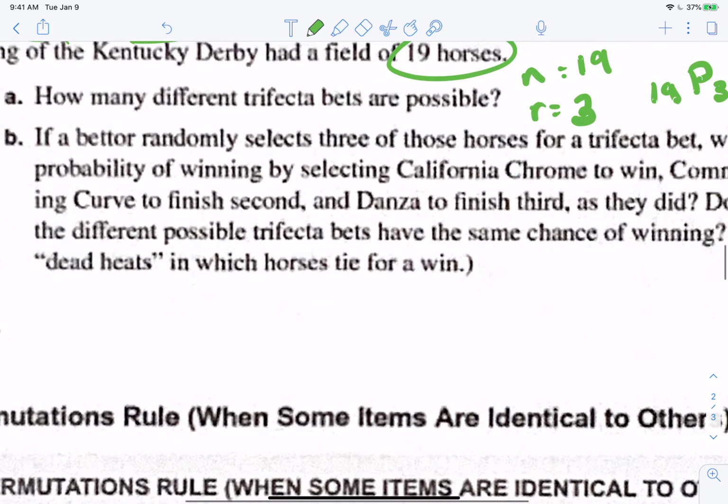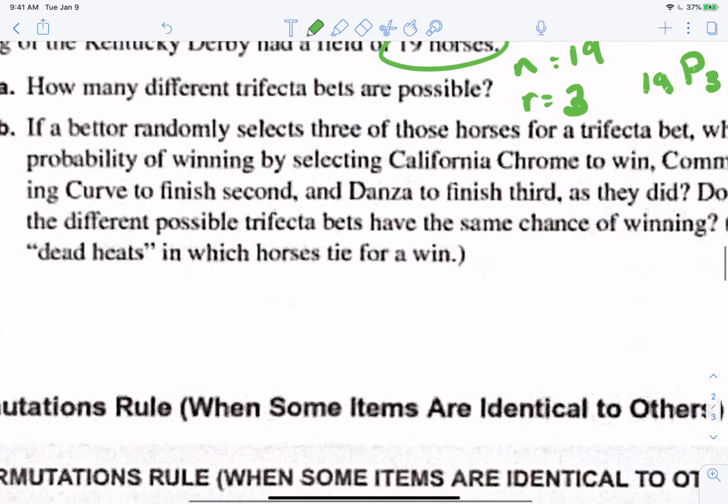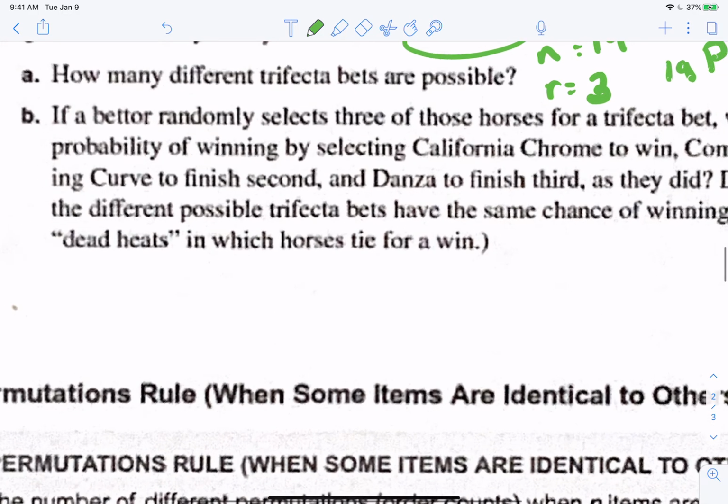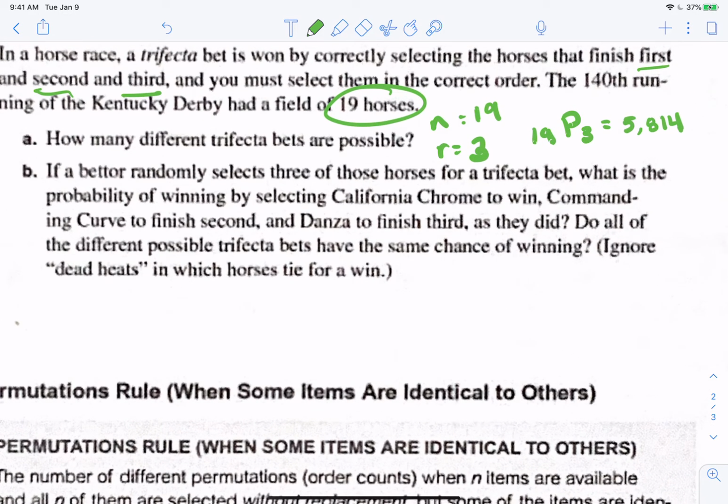If a bettor randomly selects 3 horses for a trifecta bet, what is the probability of winning by selecting this one to win, Commanding Curve to finish second, and Danza to finish third, as they did? What's the chances of that happening? 1 out of 5814. Okay. Do all of the different possible trifecta bets have the same chance of winning?